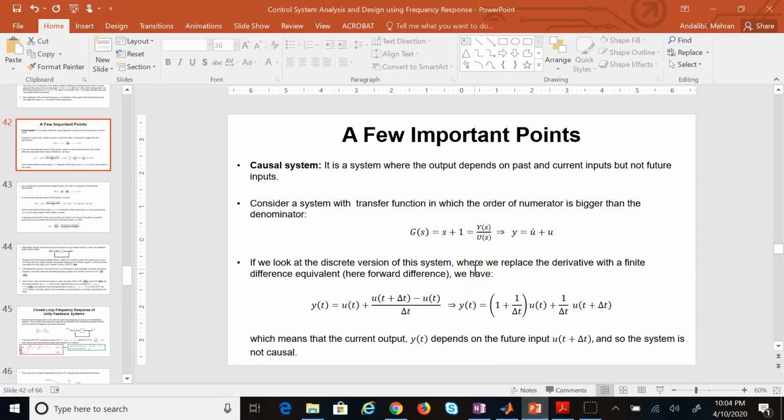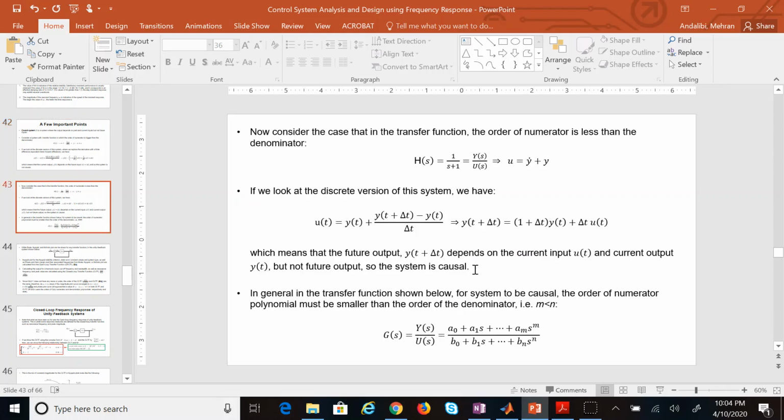So, what are the important points? First, I have mentioned the word causal systems, and that if you have a transfer function like this for any system, then the order of the numerator should be less than the denominator for the system to be causal.